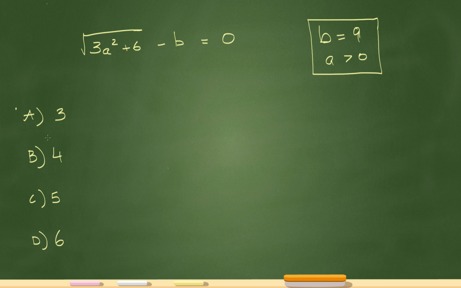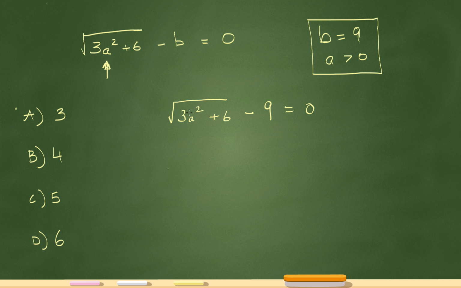So what I can do is take each one of these individual answer choices, replace it for a there, and see when I plug these numbers in which one gives me 0. So let's start with that. I'm going to rewrite this over here, so this will be the square root of 3a squared plus 6, minus 9, because it tells me the value b is 9, so I replace that.